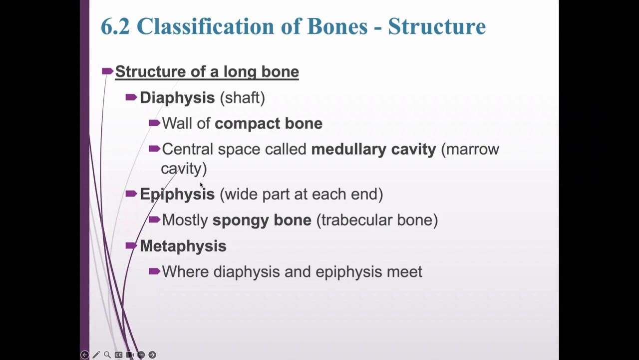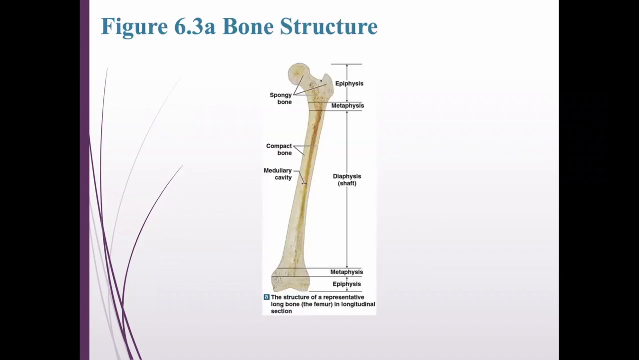All right, so with the epiphysis, you can say epiphysis if that helps you remember how to spell it. It is the wide part at each of the ends of the long bone. It is mostly made up of spongy bone, also called trabecular bone because it has trabeculae. And the metaphysis, like I said, that's where the diaphysis and the epiphysis are going to meet, that junction.